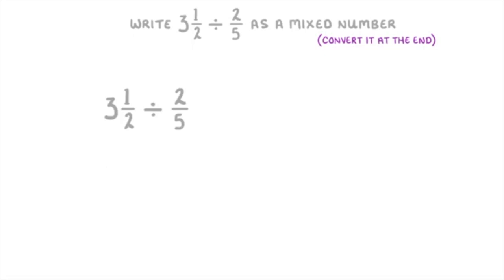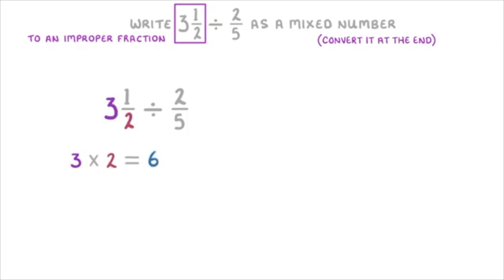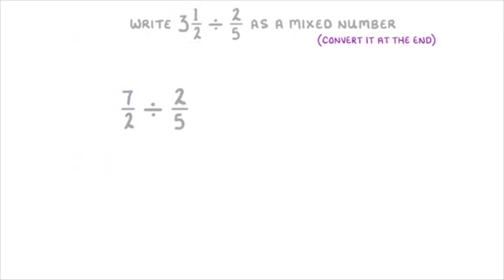The first step is to convert this 3 and 1/2, which is a mixed number, into an improper fraction to make things easier for ourselves. So we do 3 times 2, which is 6, and then add that to the numerator. So because 6 plus 1 is 7, we end up with 7 over 2. And our question now reads 7 over 2 divided by 2 over 5. Then, like always, we flip the 2 over 5 upside down to get 5 over 2, and then change the divide to a multiply.